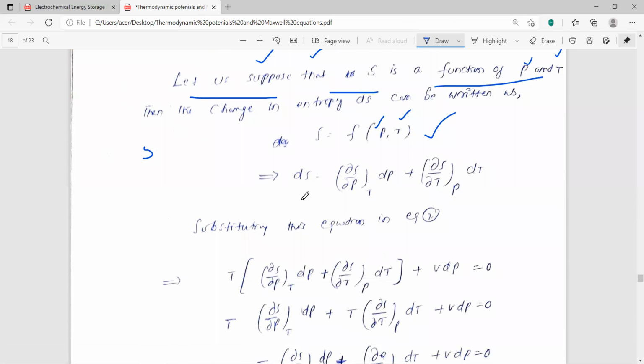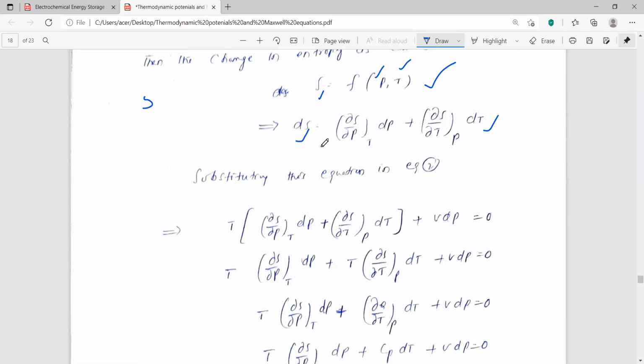Now, if you differentiate this equation, dS equals dou S by dou P at T into dP plus dou S by dou T at P into dT. We take one variable as constant, and after that we take the other as constant.